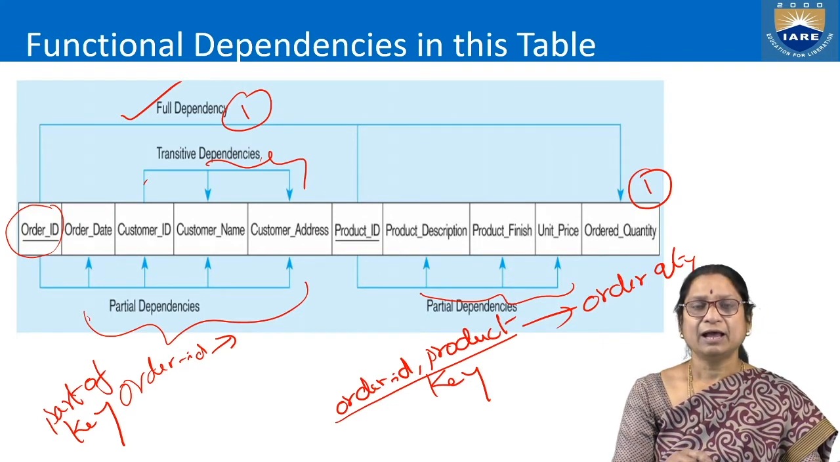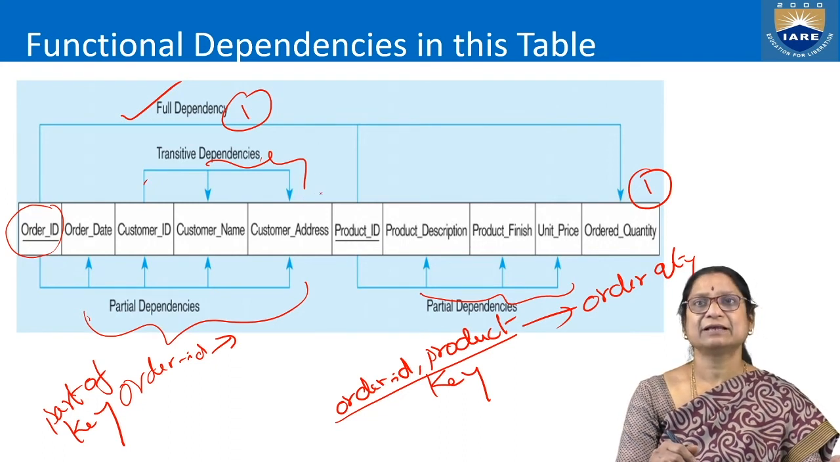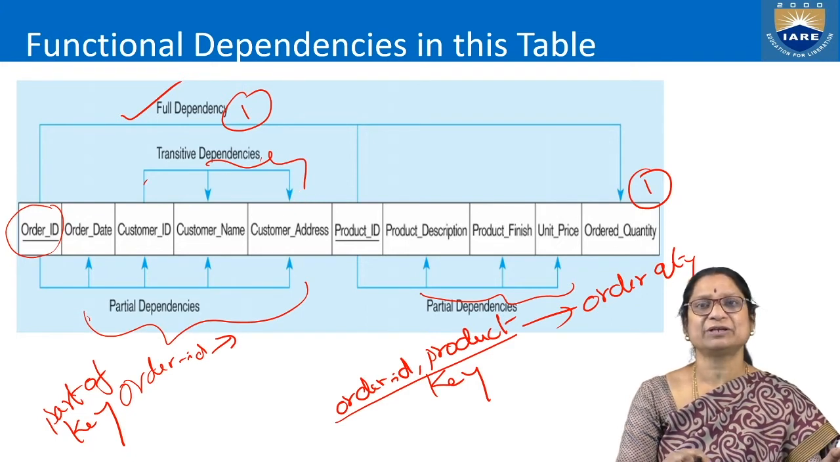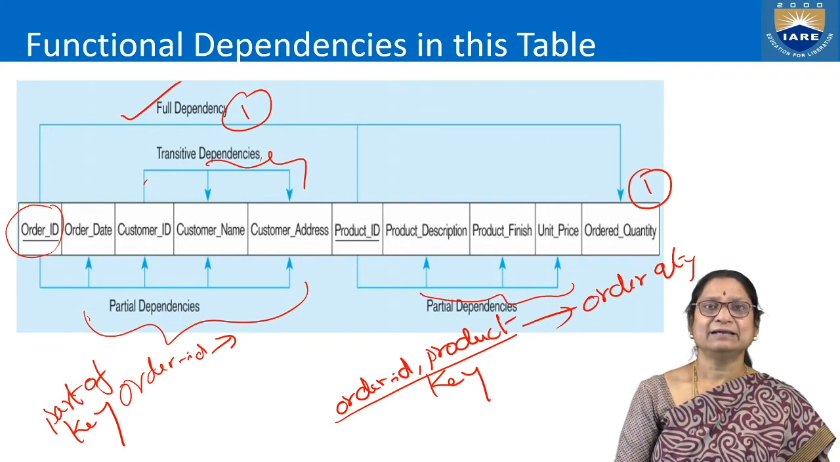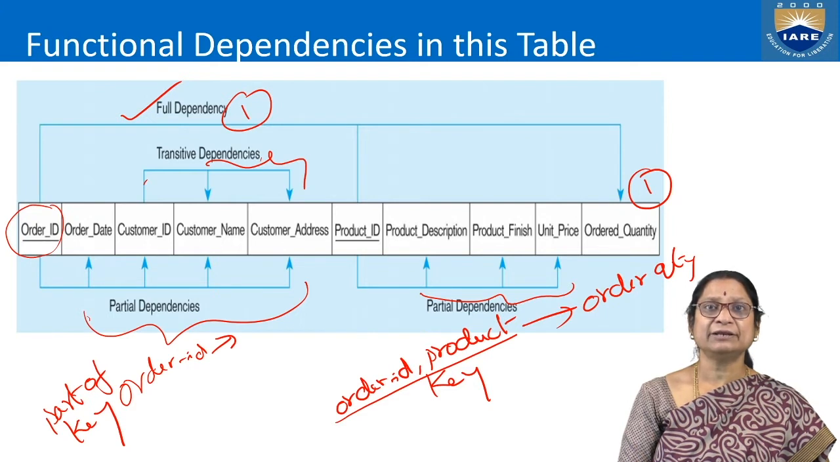Another one is there. Customer ID determines customer name and customer address. This is a transitive dependency, because both sides consist of non-key attributes only. The left side is also a non-key attribute, customer ID. The right side is also customer name and customer address. It is a transitive dependency. We defined already transitive dependency as A determines B, B determines C means A determines C will be a transitive dependency. Now this transitive dependency is generally among the non-key attributes. Because of this, those anomalies are there.